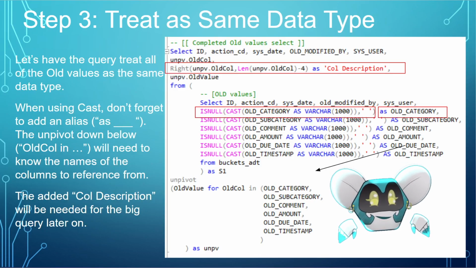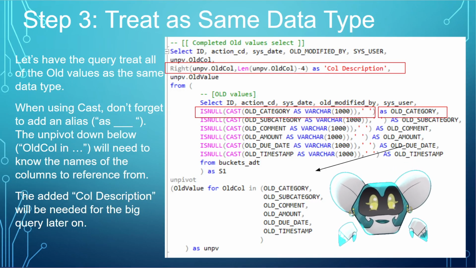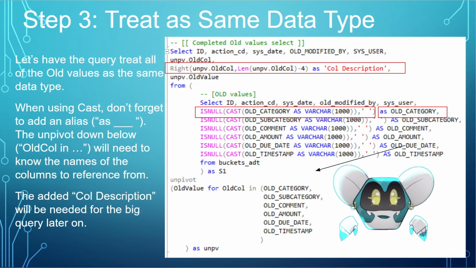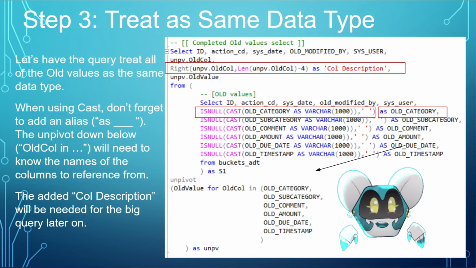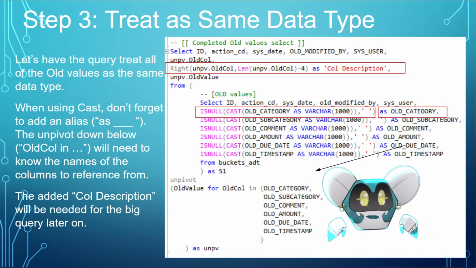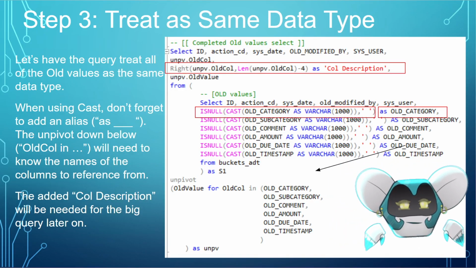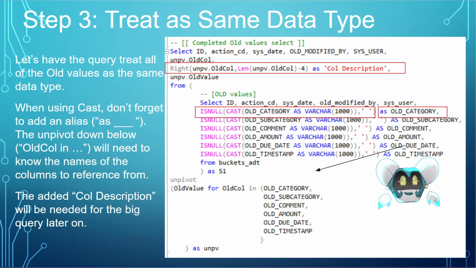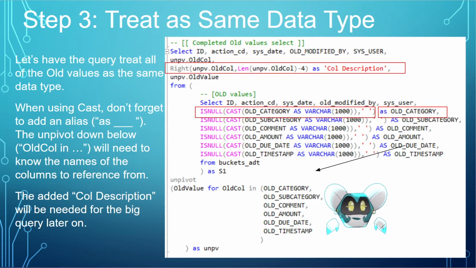I also added is null. If there's any null values, it'll be replaced by a single space. And when you use cast, don't forget to use as to give those columns a new name. And these are the column names that you also see down here to the left for your unpivoting.